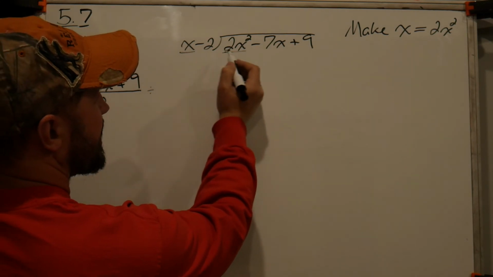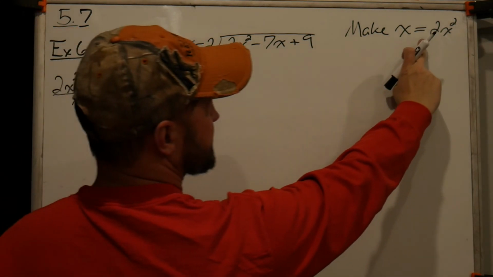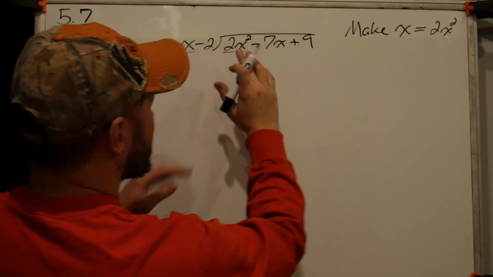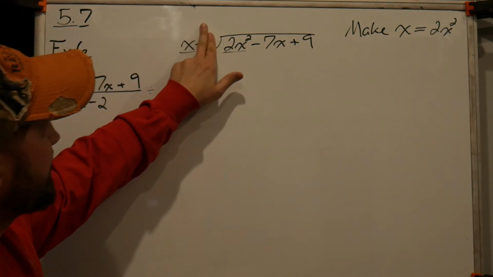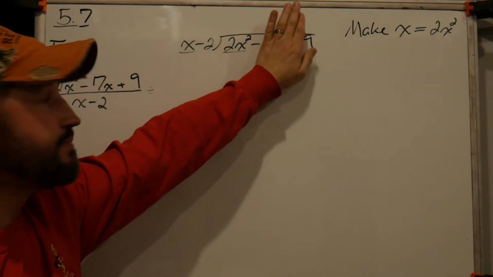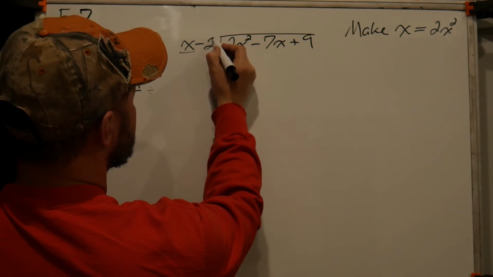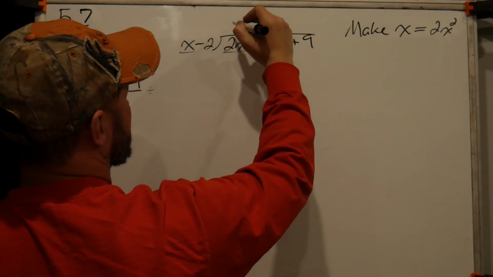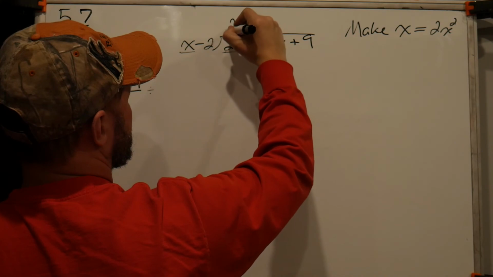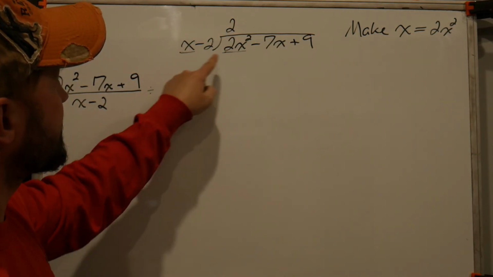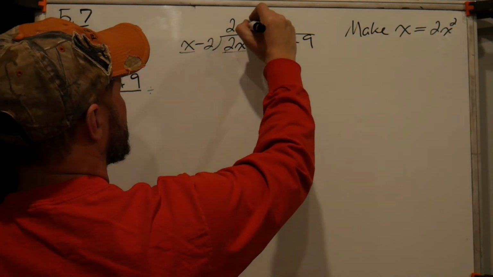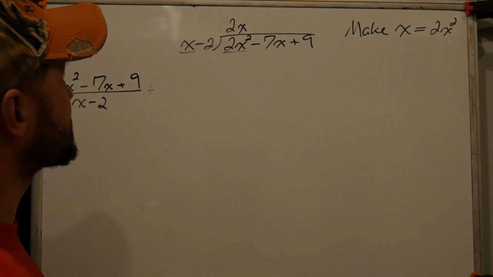So how do I make x equal to x squared? That's the key thought process right here. It's all I care about. I don't care about that negative 2. I don't care about that piece. So I make x equal a 2x squared by multiplying by x. That gives me 2x. And x would give me my x squared.